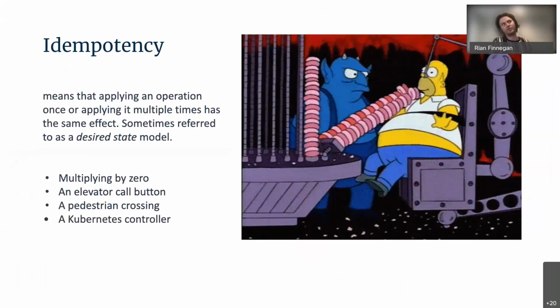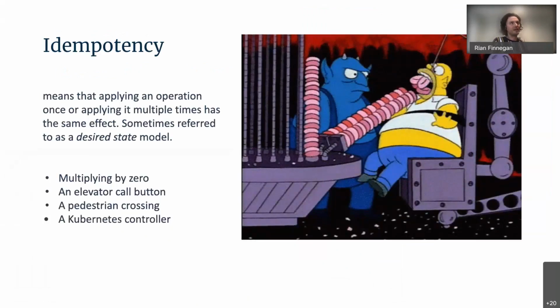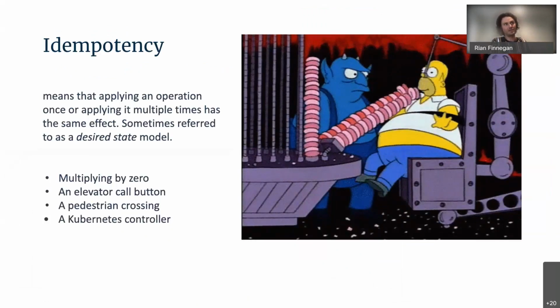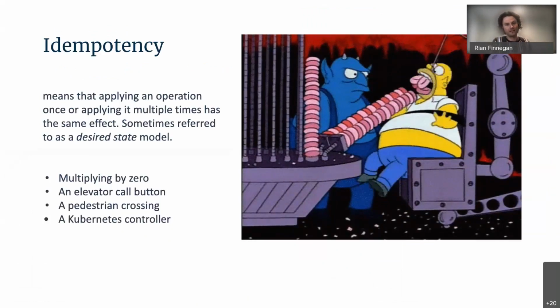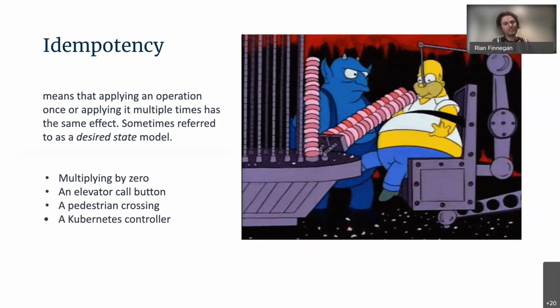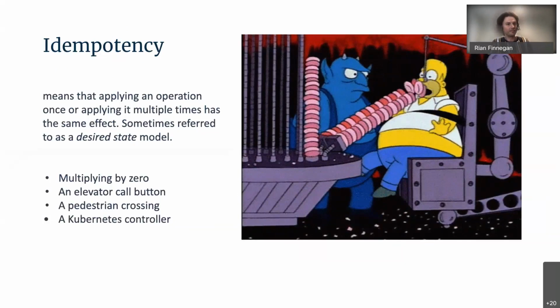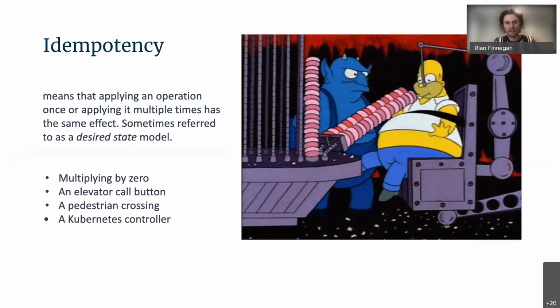So what is idempotency? Idempotency means that when we apply an operation once or apply it multiple times, it has the same effect. Often this is just called a desired state model. And you've probably seen this in your day-to-day lives.